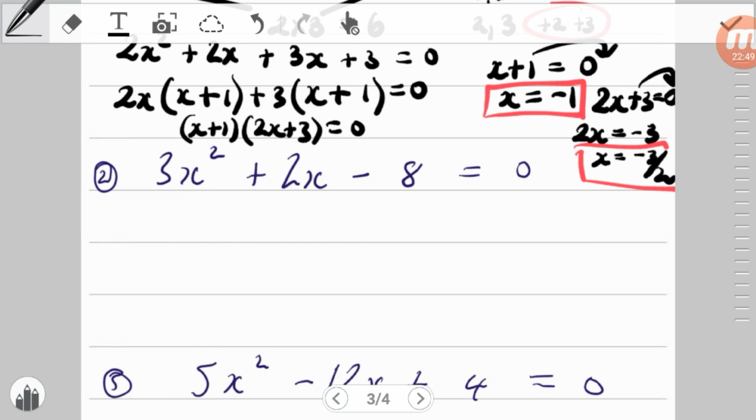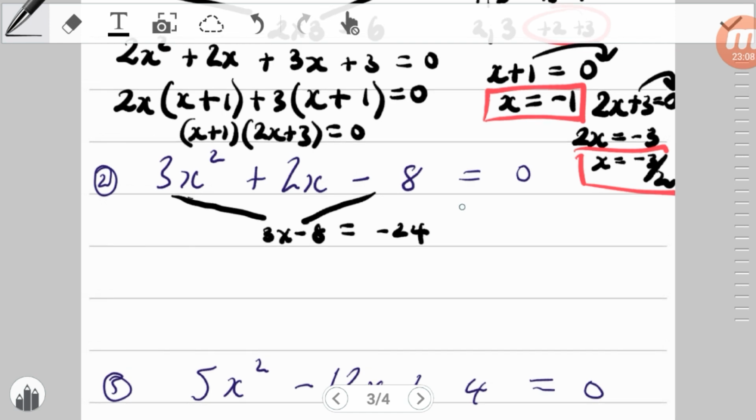Let's look at another example here. Same procedure, we're going to be multiplying 3 by negative 8, so we end up with negative 24. And we're looking for a pair that could possibly produce the middle term of 2. So most of you guys probably will know that the answer is going to be 6 and 4.